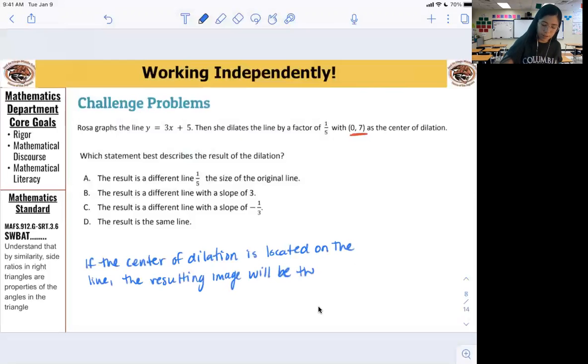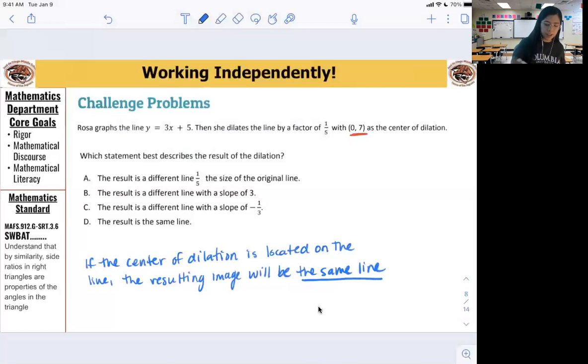Miss, how do you remember this word by word? Because I made it up. Oh. They write it similarly in the textbook, but I wrote it this way because I like it this way better. But it says the same thing. So if the center of dilation is located on the line, the image will be the same line. It will not change the line.